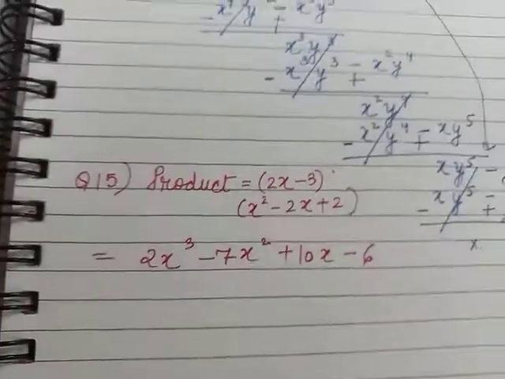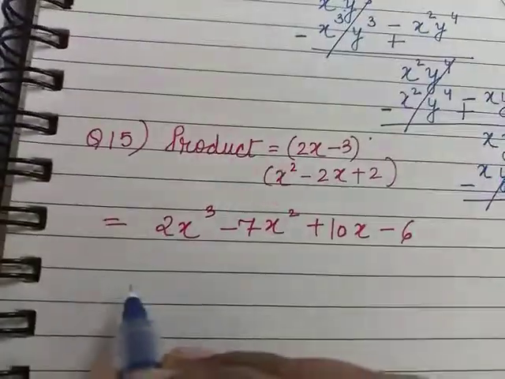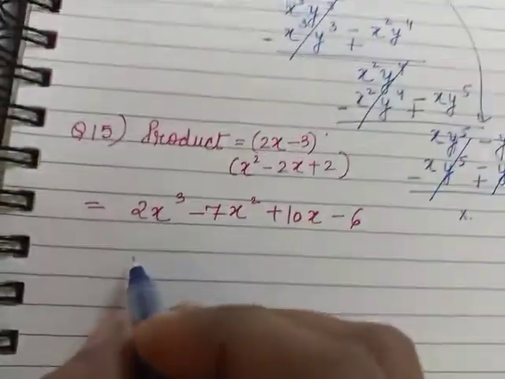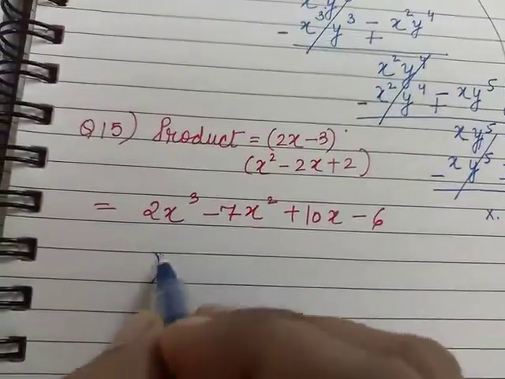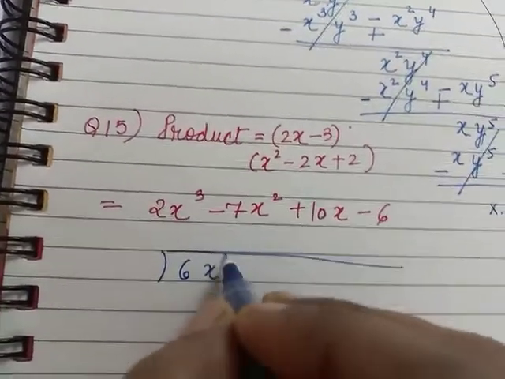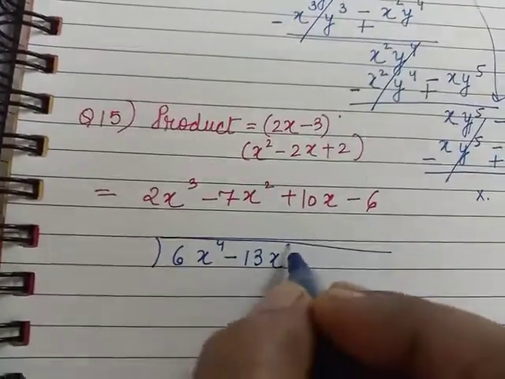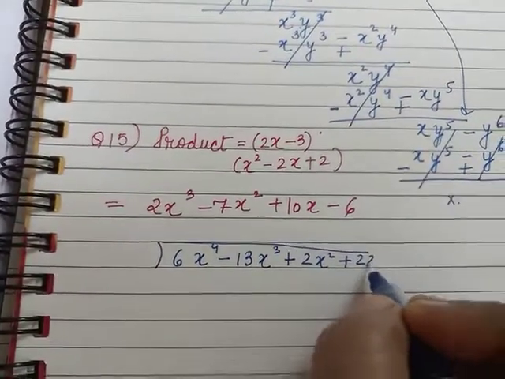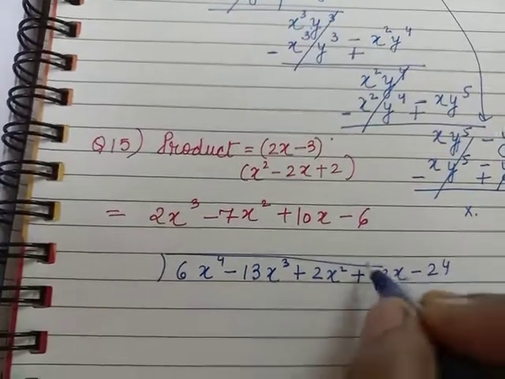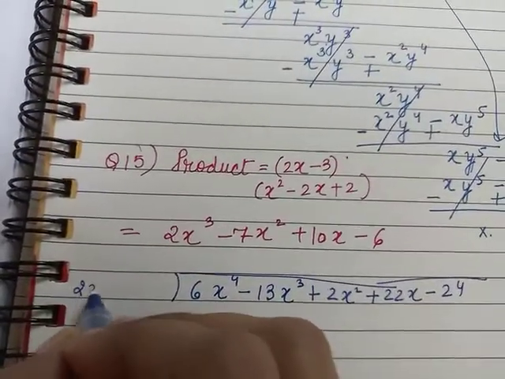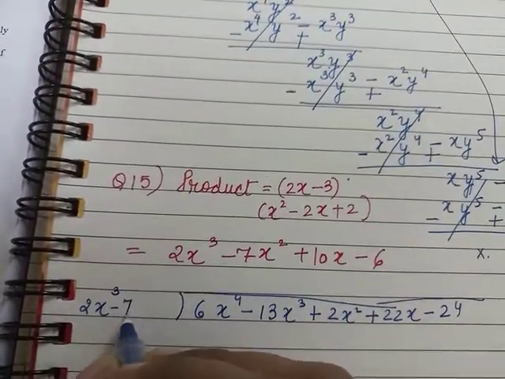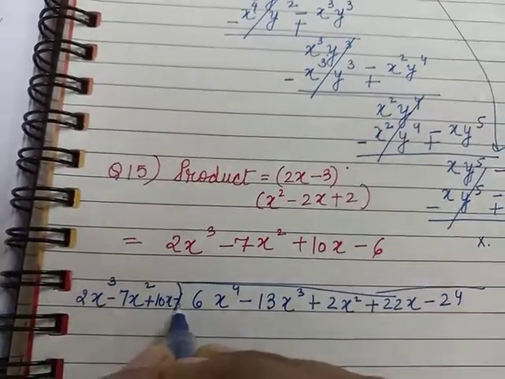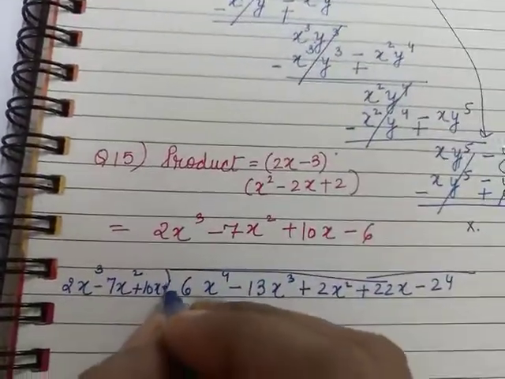Then we need to divide. My aim is to teach you division right now so you can do multiplication on your own easily. So we divide 6x to the power 4 minus 13x cube plus 2x square plus 22x minus 24 by 2x cube minus 7x square plus 10x minus 6.